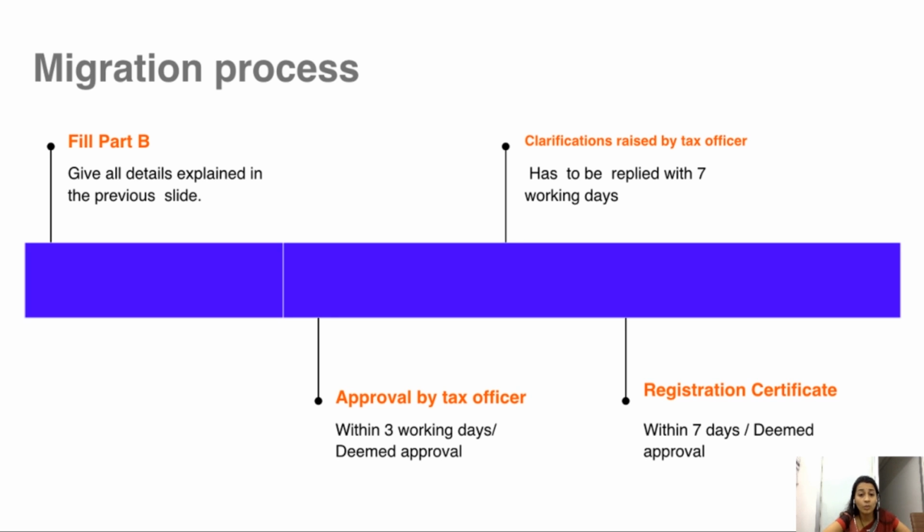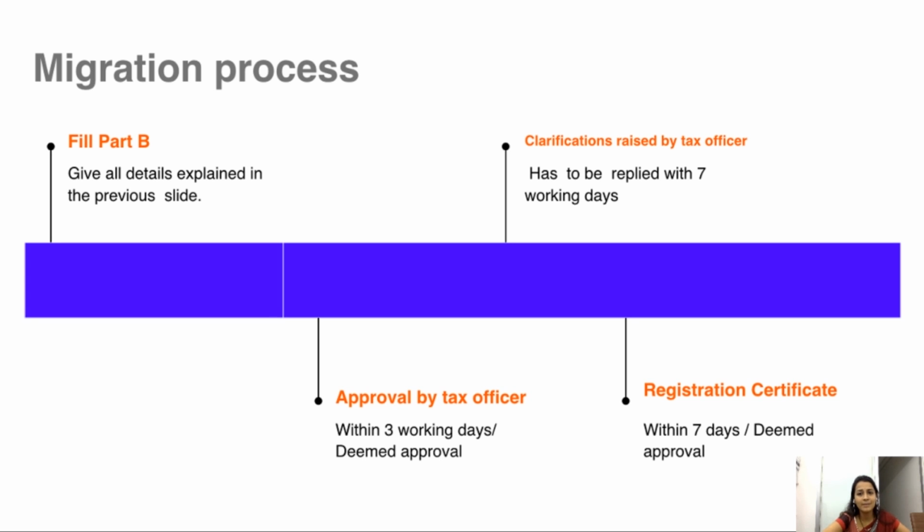Now, what if you don't hear from the tax officer within 3 days? Do not worry. It means you're already approved and you might receive your registration certificate. So that is a system of deemed approval under the GST. Isn't it interesting? Now, if the tax officer has asked for a clarification, remember, you will have to reply within 7 working days. And you know what's interesting? The GST law says that a tax officer can raise clarification only once.